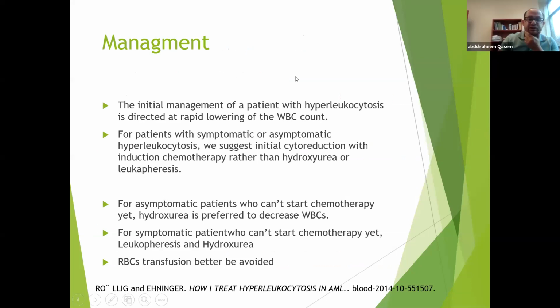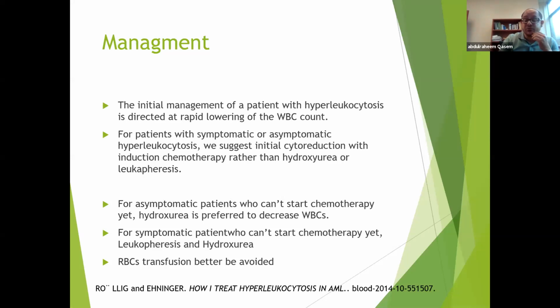So the initial management of those patients is generally directed at lowering the white blood cell count as fast as you can. Now, if the patient has symptoms, or if they don't have symptoms but the diagnosis is established and they are already in the hospital, the best treatment is to start chemotherapy.